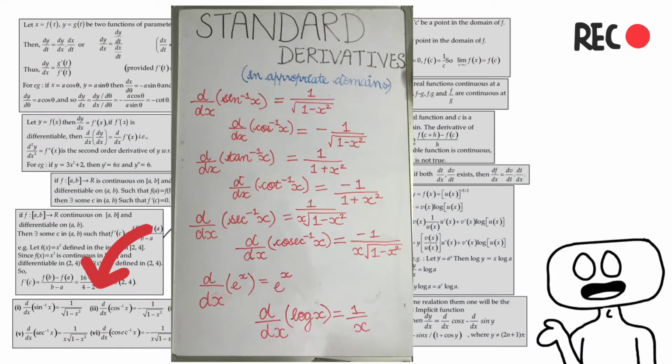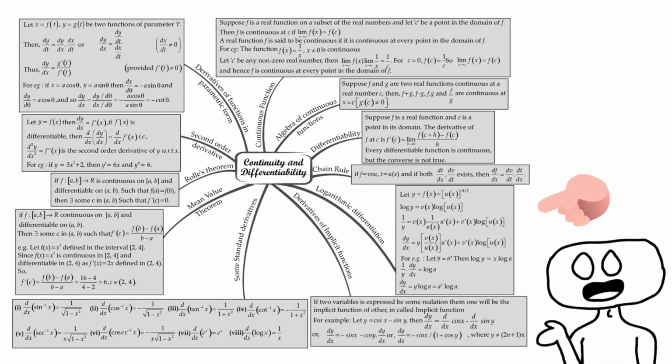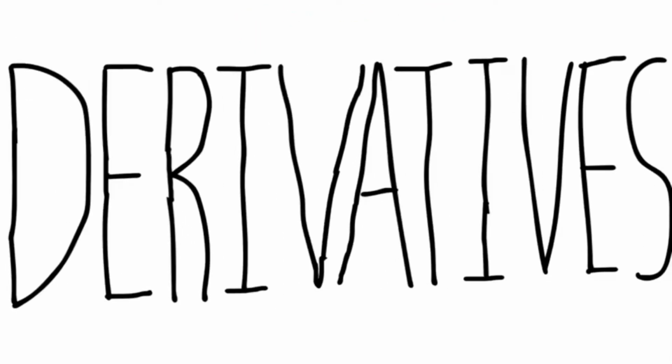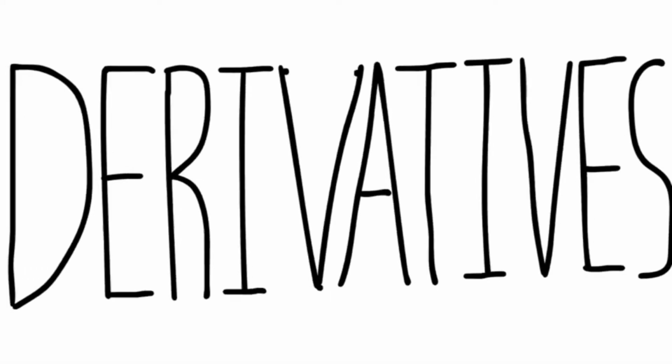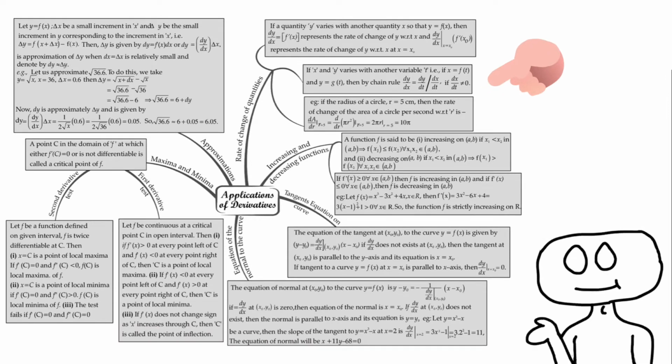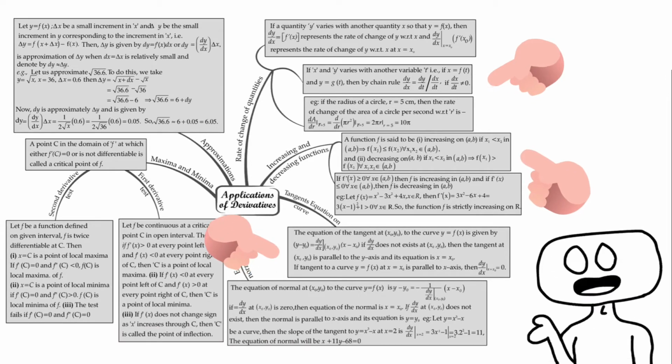Some standard derivatives obtained within their appropriate domains are as follows. Another method used to differentiate certain functions is logarithmic differentiation. Here, both f(x) and u(x) must be positive. Chapter 6. Applications of derivatives. Derivatives can be used to determine the rate of change of quantities, to find equations of tangent and normal to a curve, and to locate the maxima and minima.